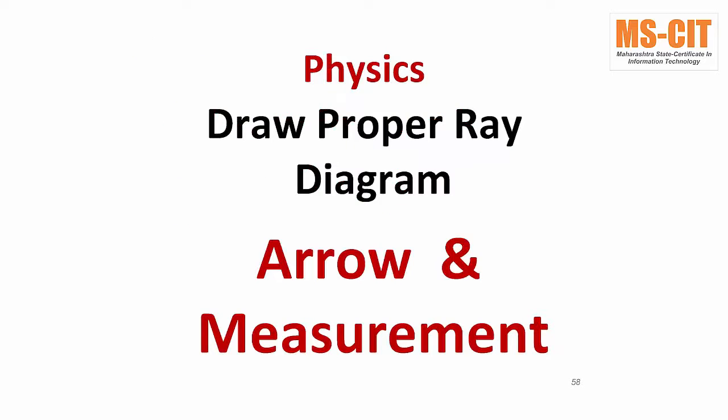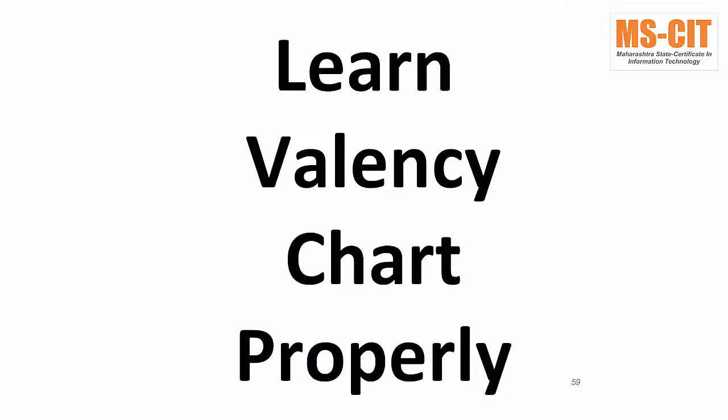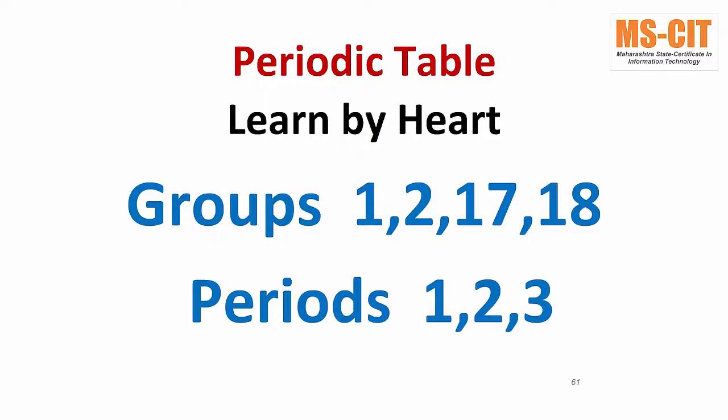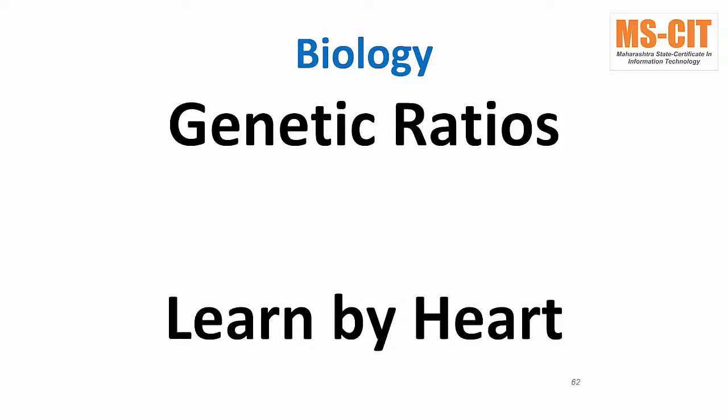In case of physics, draw proper ray diagram, arrow and measurement are compulsory. Learn valency chart properly, IUPAC nomenclature, more practice is required. Periodic table, groups and periods which are mentioned, you must learn them by heart. Biology, genetic ratios, learn them by heart.